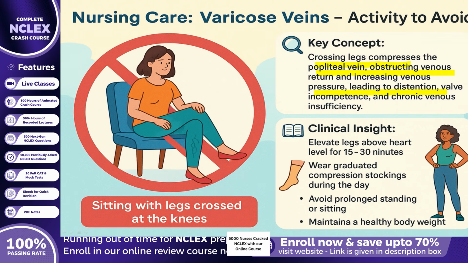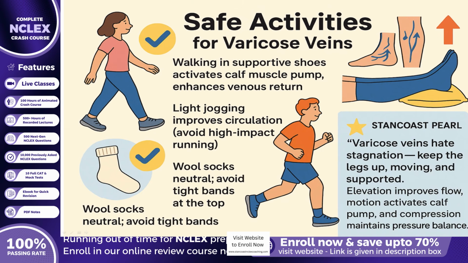Furthermore, option B, jogging 1 mile daily, can also be beneficial if done moderately. Light jogging strengthens the calf muscles, promotes circulation, and prevents venous stasis.